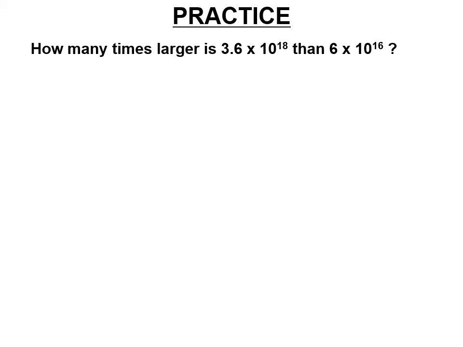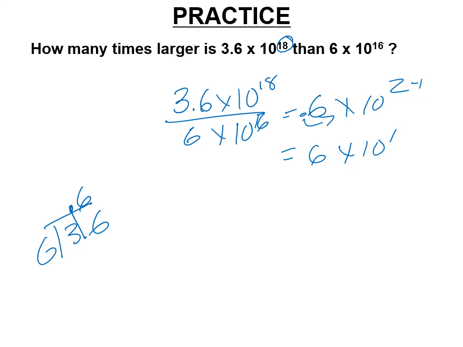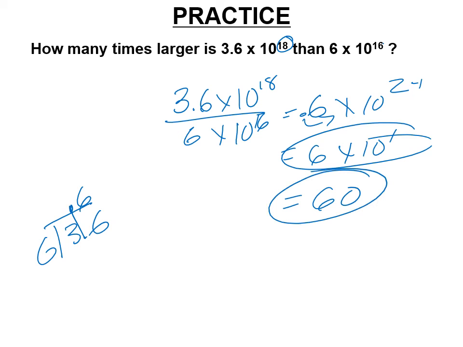How many times larger? So the bigger number goes up top. We know that because 18 is bigger than 16. And then 3.6 divided by 6 is 0.6. 18 minus 16 is 2. Let's fix this. We made that bigger, so we're going to make that one smaller. So that's correct. Or 6 times 10, 60 times bigger.